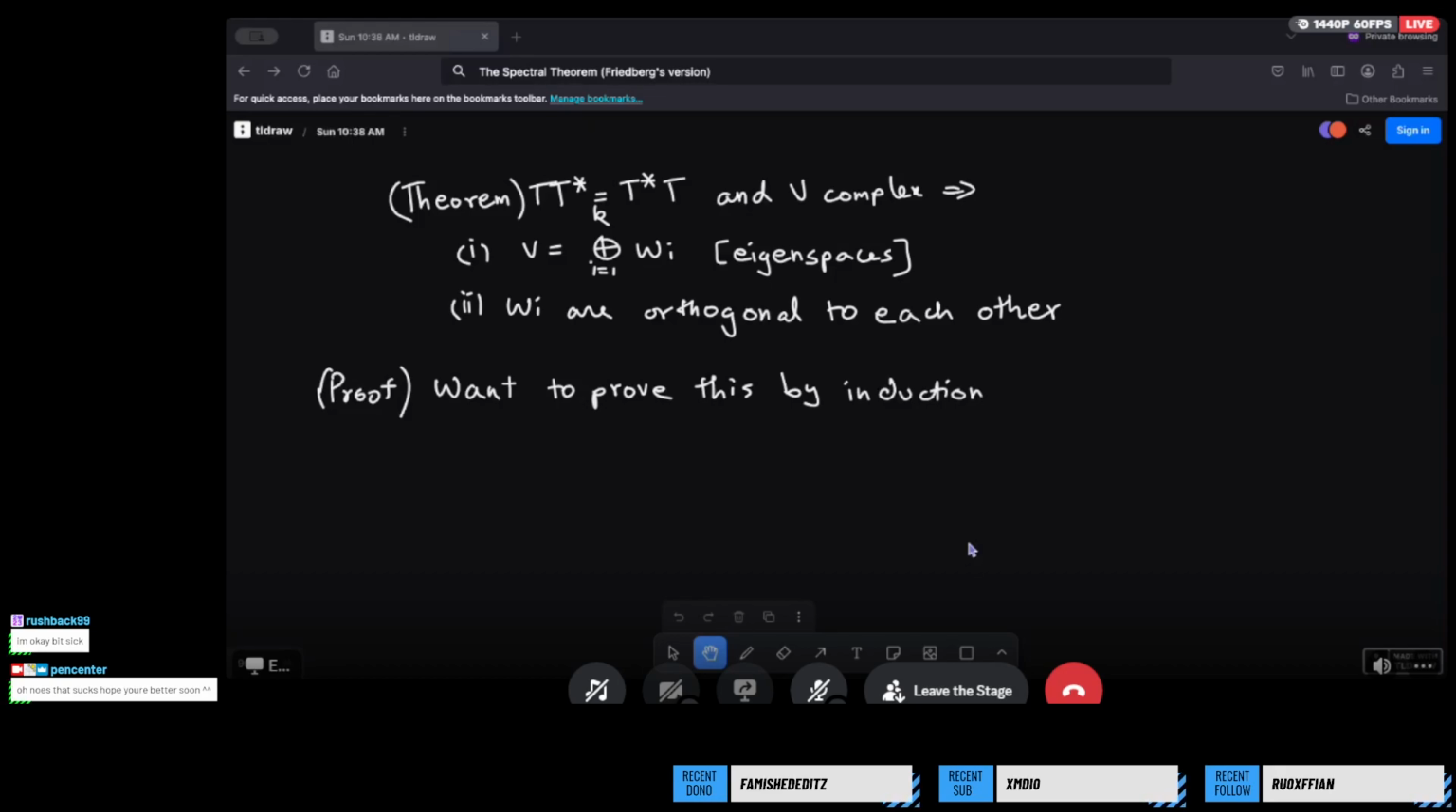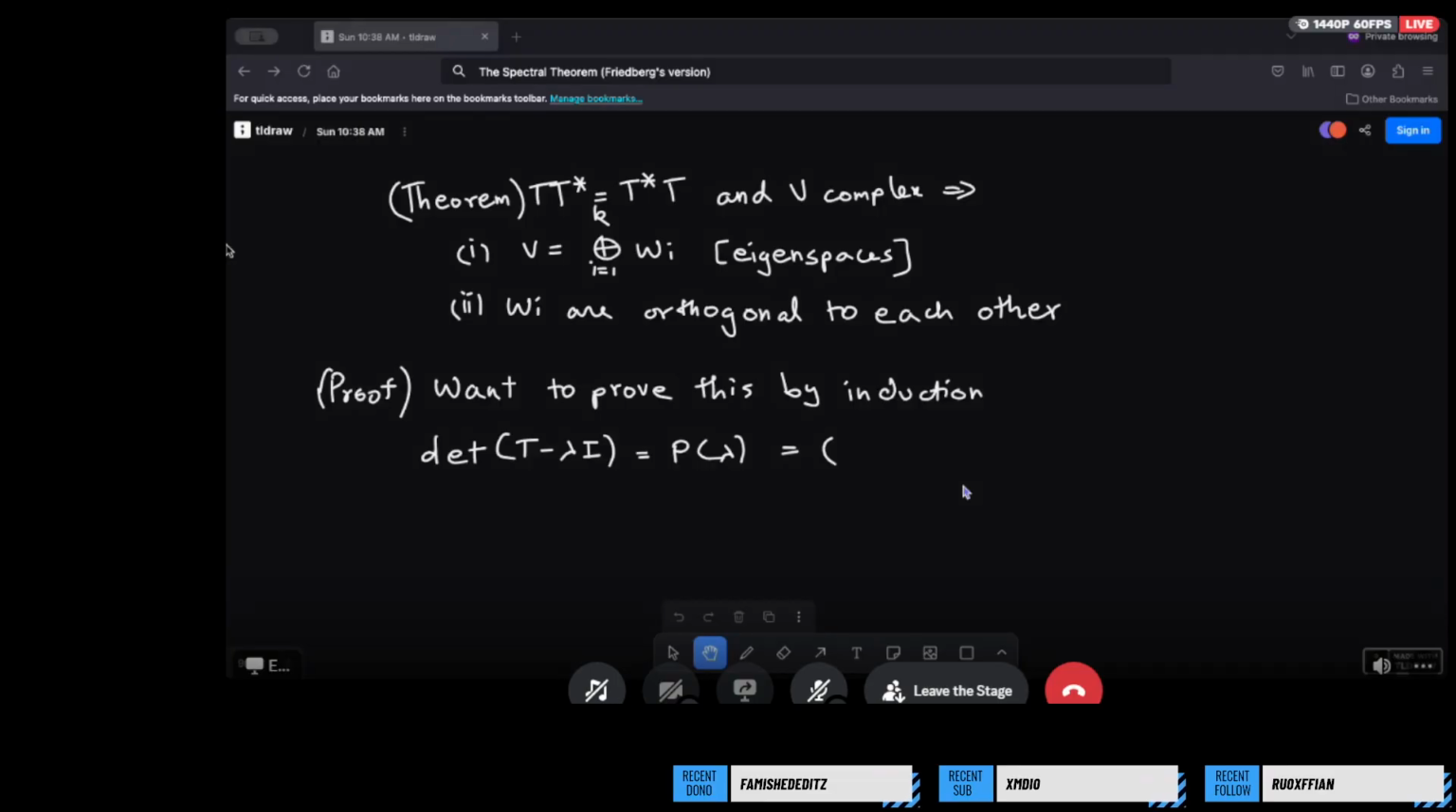So we're all familiar with the characteristic polynomial of T, the determinant of T minus lambda times identity. This is some polynomial in lambda, which actually splits, because remember we are in a complex vector space, so all polynomials with complex coefficients split. So you have, say, lambda minus lambda 1 times lambda minus lambda 2, and so on, all the way up to lambda minus lambda n. The lambdas are not distinct. They can be repeated.